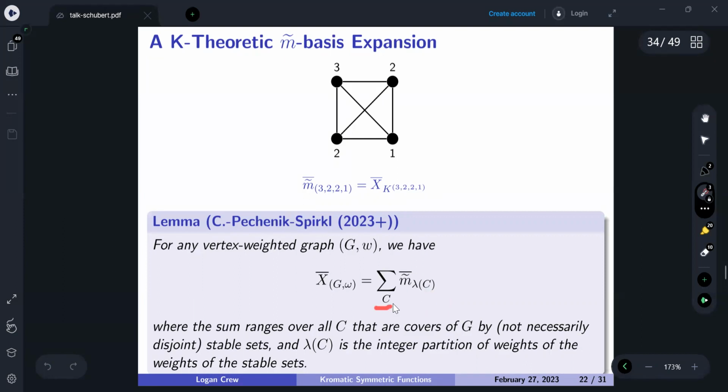Here, we allow more things because C now just needs to be a cover, meaning that the stable sets we use need not be disjoint, because vertices can receive the same color, but it's still the case that each color applies to a stable set. So we're throwing these stable sets on here.